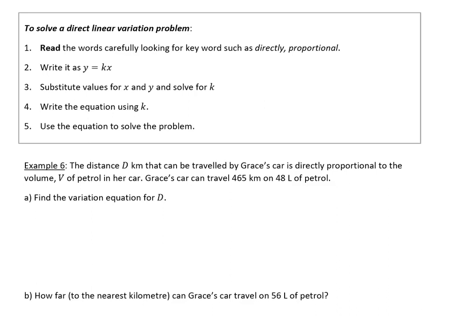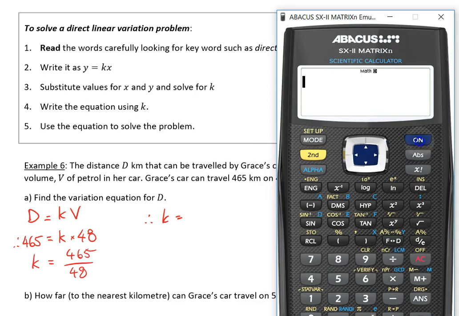Here we have the distance that can be travelled as directly proportional to the volume of petrol in the car. And I have an example that I can go 465 kilometres in 48 litres. So D is directly proportional to V, so we say that D equals kV. Now I'm going to substitute in for D 465. 465 is the unknown k times 48. Solving that, I get k equals 465 over 48. Therefore k equals, and I'm going to need a calculator, 465 divided by 48 equals 9.6875. It's not so neat.